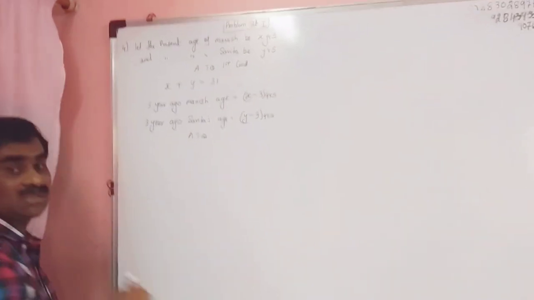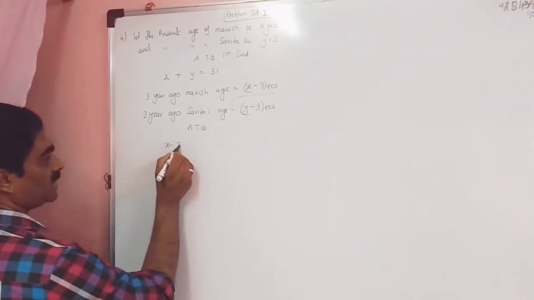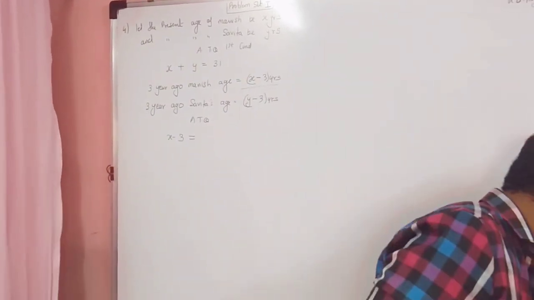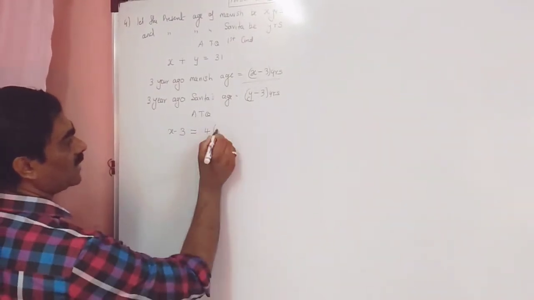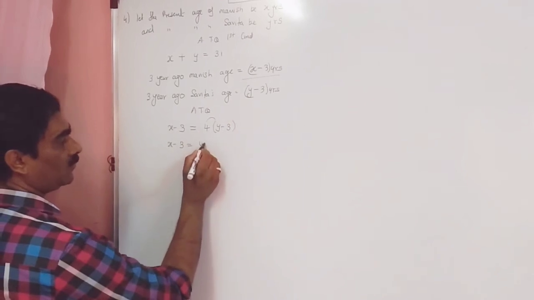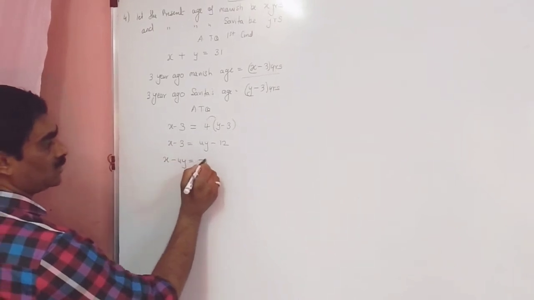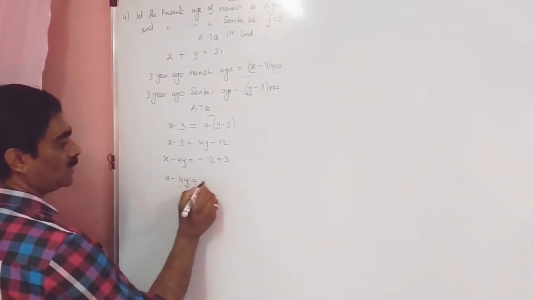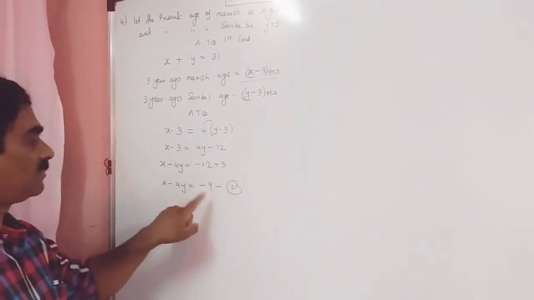What do they tell you? 3 years ago, Manish's age. 3 years pehle Manish ki age kya thi? X minus 3, and they have given that it is 4 times Sangeeta's age. Make the proper equation: 4 into y, 4y, 4 3s are 12. Bring here: X minus 4y is equal to minus 12. Take that side, plus 3, X minus 4y is equal to minus 9. This we got is the second equation.